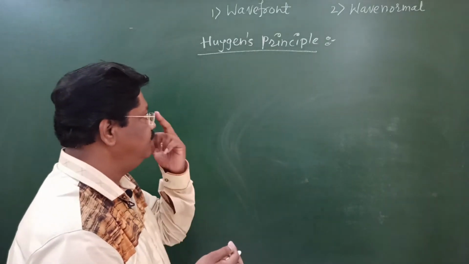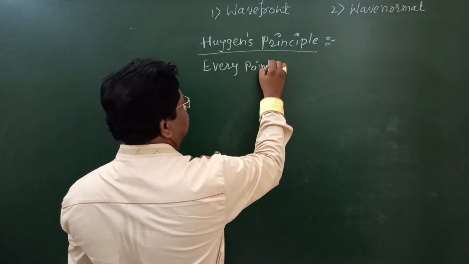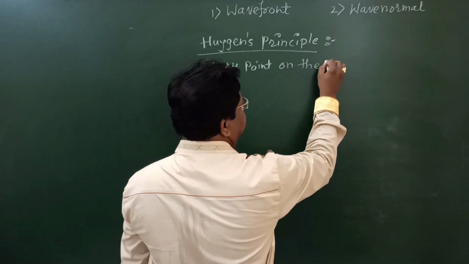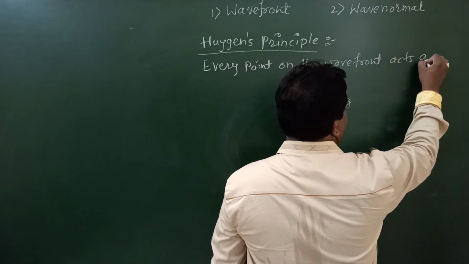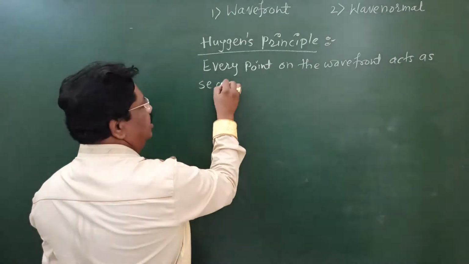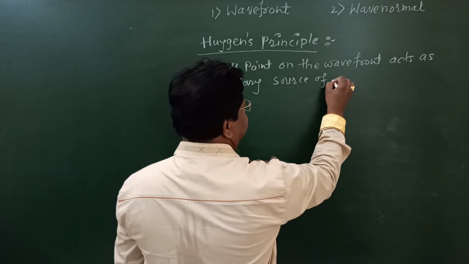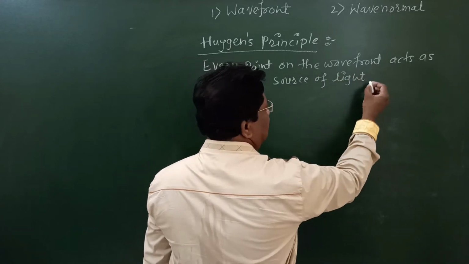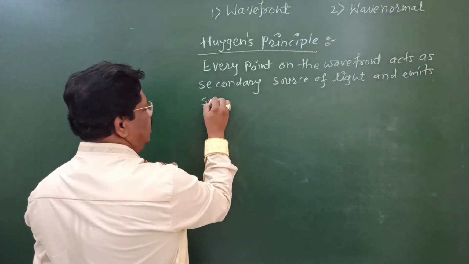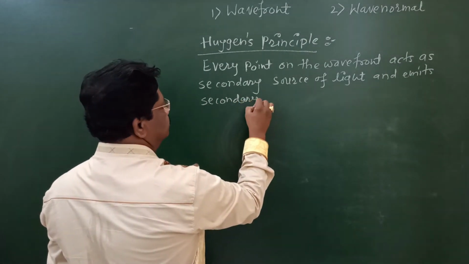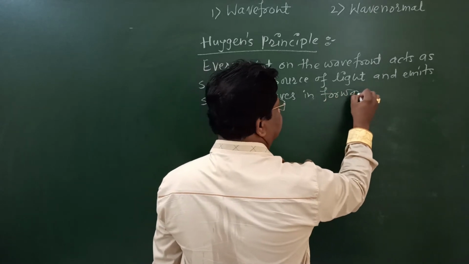According to the Huygens principle, every point on the wavefront acts as a secondary source of light and emits secondary waves in the forward direction.